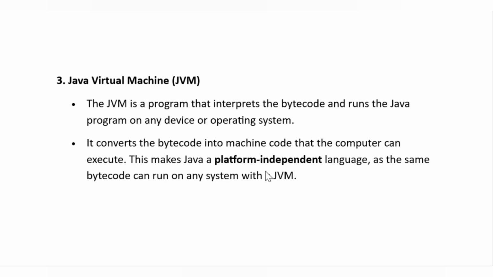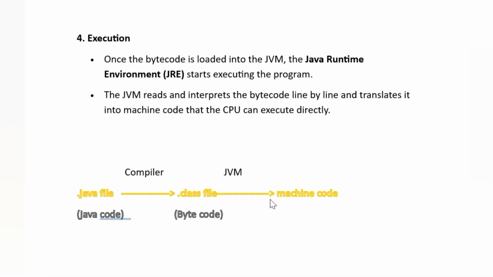So this Java Virtual Machine makes the Java code platform independent, where the Java code can be executed on any operating system, but those particular operating systems should have the Java Virtual Machine installed. So this is the Java Virtual Machine, which is the third step that we can see in the execution of Java code. And the last step is the execution step.